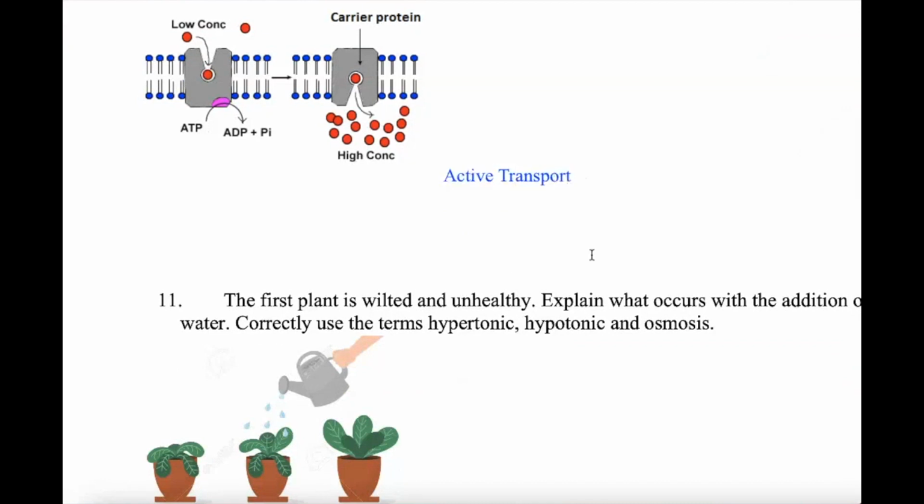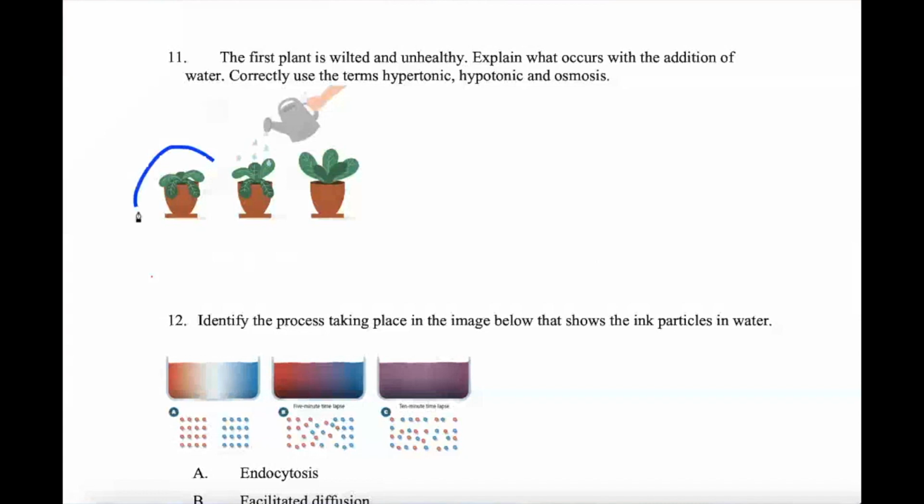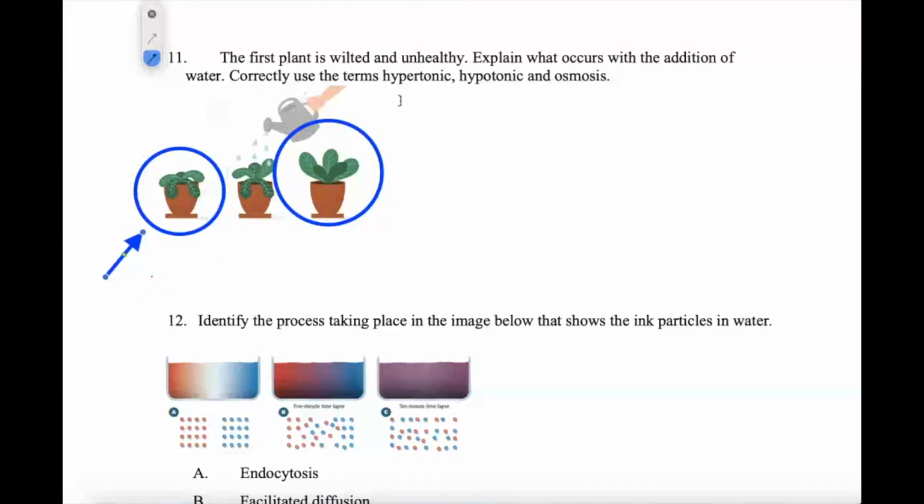Next question, boys. You see over here, the plant is shrunken. Now the plant is swollen. So what was the solution over here if the plant shrank? Hypertonic. Then it became hypotonic and swollen, so it means you gave it a hypotonic solution. And the process for the movement of water is what? Osmosis.